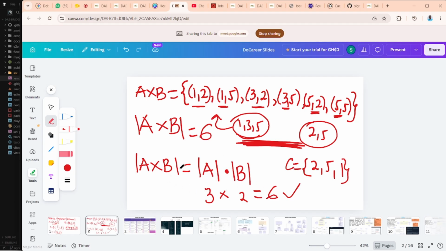You have to make sure you follow that order. A cross B is not the same as B cross A; it's not equal to B cross A. What you can do is swap the elements, but know that they are not the same. Usually they test these concepts in small quizzes before the final exams. 3 times 2 is the same as 2 times 3, but that doesn't happen for the Cartesian product, just like how we did it for matrices.